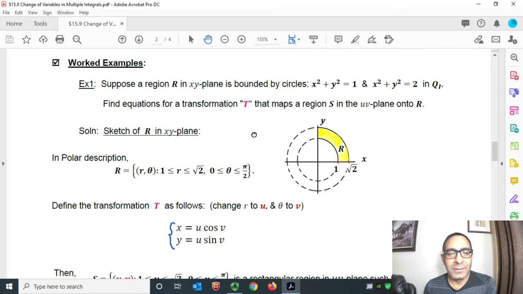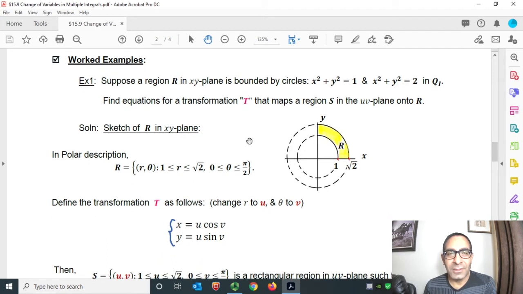Example first. Suppose a region R in the xy plane is bounded by the circles x square plus y square equals 1 and x square plus y square equals 2 in the first quadrant. Find equations for a transformation that maps a region S in the uv plane onto R in the xy plane. So let's begin the solution.